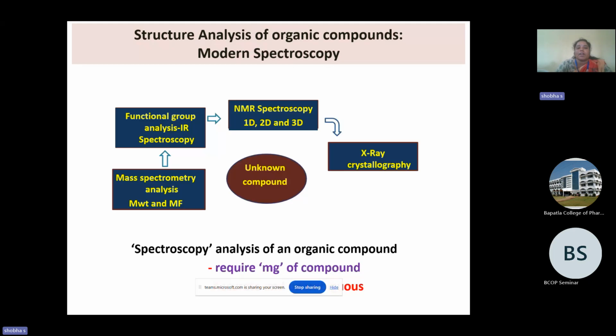Then we need to go for IR spectroscopy, where we are going to see the functional group analysis. This is a fingerprint analysis, and also we need to go for NMR spectroscopy. NMR means nuclear magnetic resonance, where we are going to see the relationship between the carbon as well as the proton. In 1D NMR spectroscopy, we are going to see the proton, carbon, and also DEPT. In 2D NMR, we may go for the analysis of the relationship between one carbon and two carbon, J coupling.